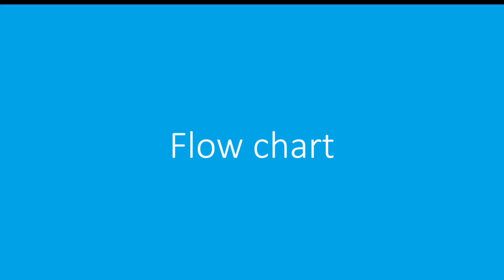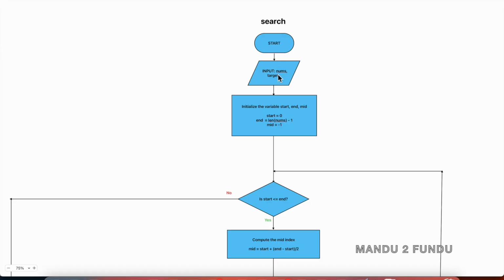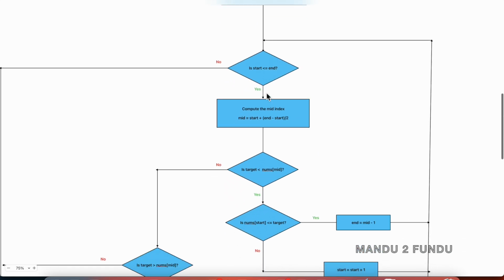Let's look at the flowchart. Input for this procedure is a sorted nums array and the target value. First we initialize the start, end and mid indexes. Start with value 0, the first element's index, end with the length of the array -1, the last element index, and the mid will be initialized with -1. Okay. Then we enter this for loop.